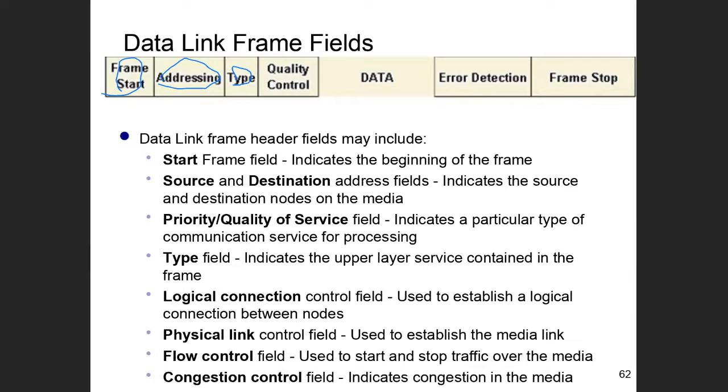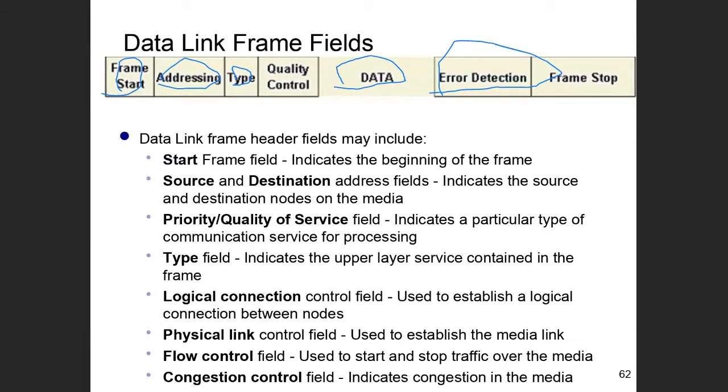Some types have quality control, Ethernet does not. Then we have our upper layer data, ping request, or that piece of email. And then we have our CRC, our error detection scheme, our frame check sequence, to make sure that the data didn't get corrupted when it was being transmitted down the wire.